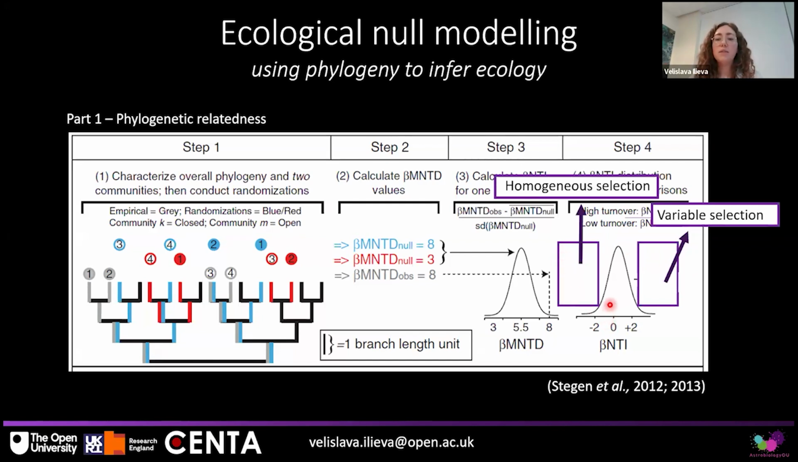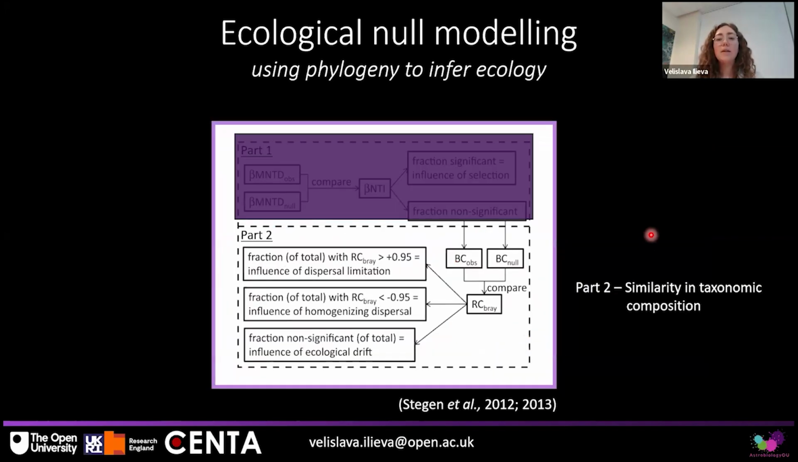And those communities that fall within the distribution then go on to the second part of the analysis, where to further tease out the stochastic processes that affect them, I look at the similarity in taxonomic composition. This is done by another metric, and essentially it's another Bray-Curtis distance.